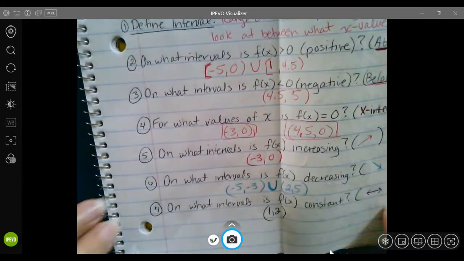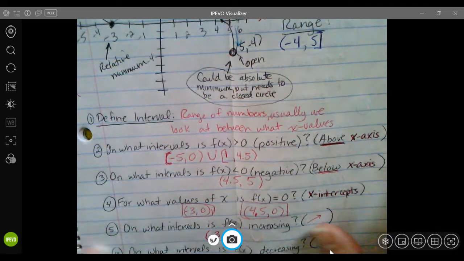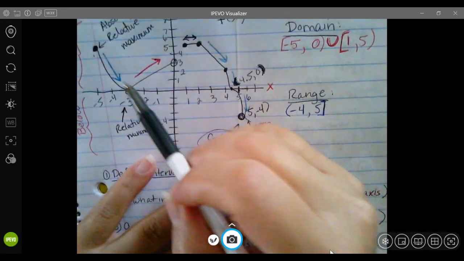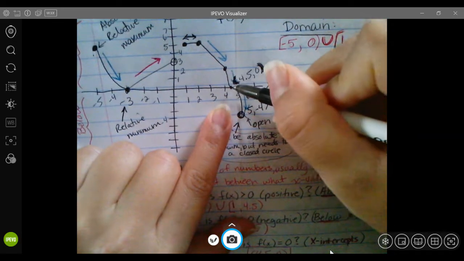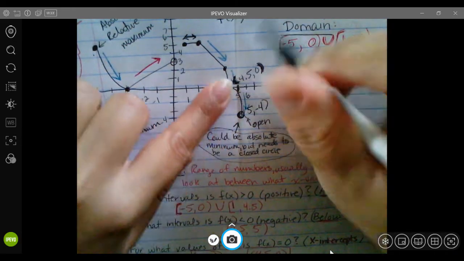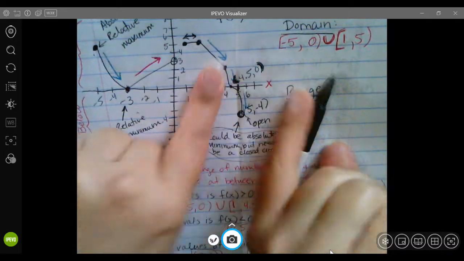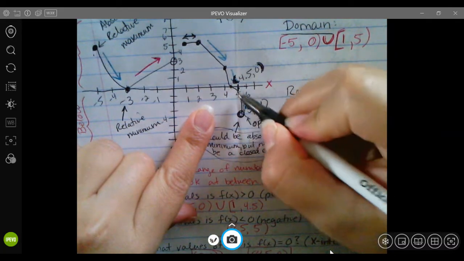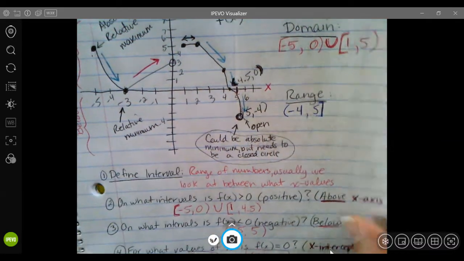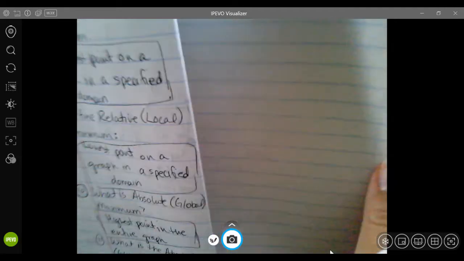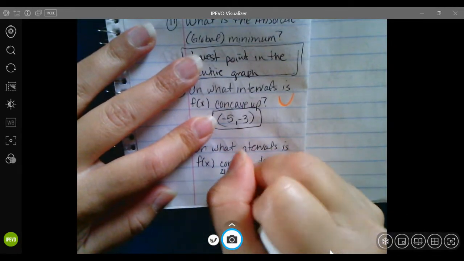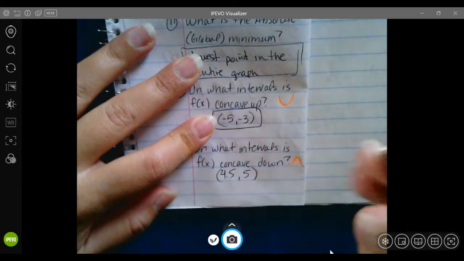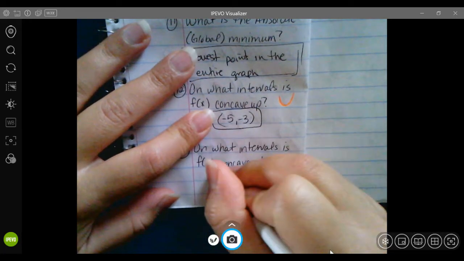Okay. So it looks like that only happens in one area also. This is a line, line, line, line. But this part looks like it's kind of curving down. So this would be my concave down right here between 4.5 and 5. So 4.5, comma 5.